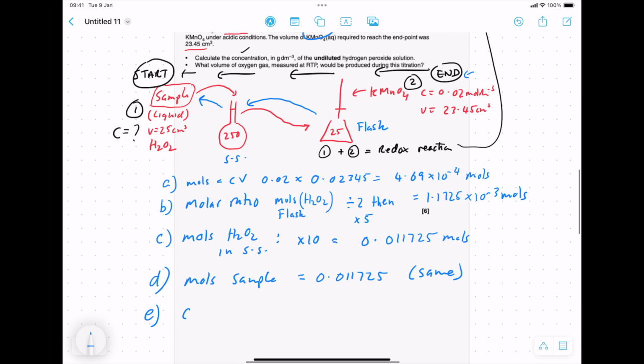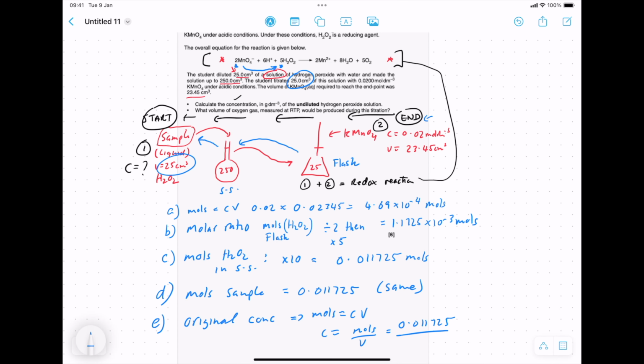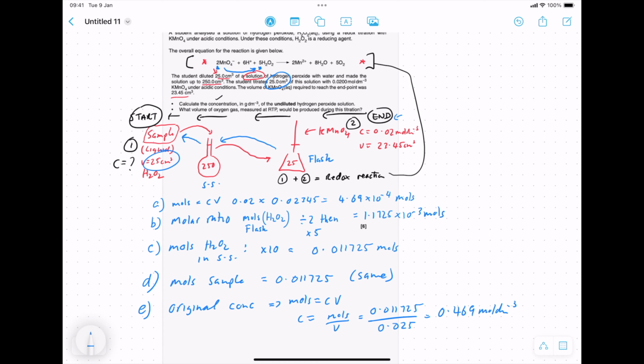So finally, E, the original concentration, is going to be moles equals CV. So C equals moles over V. The moles we just did, 0.011725, divided by the volume that was originally put in, which I'm just circling here. So 25 was put into that solution before it was diluted. So I'm going to divide it by 0.025. So divide 0.025 gives me a final answer of 0.469 moles per dm cubed as the original concentration of peroxide.